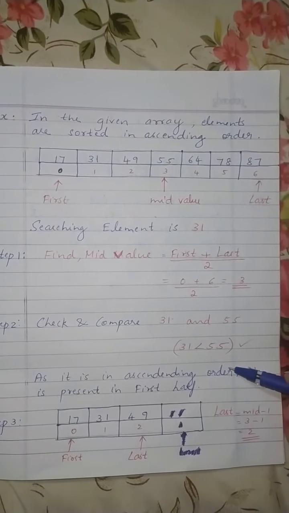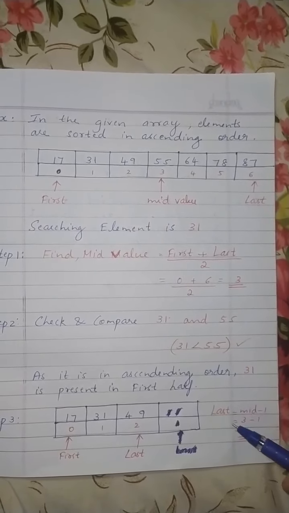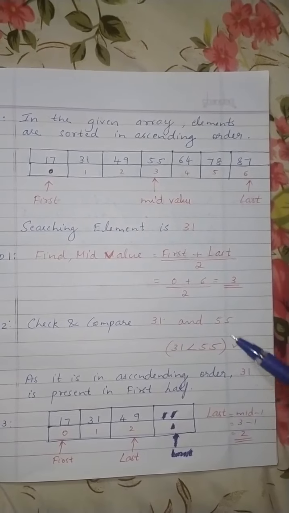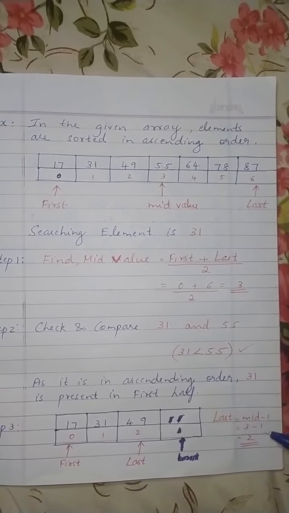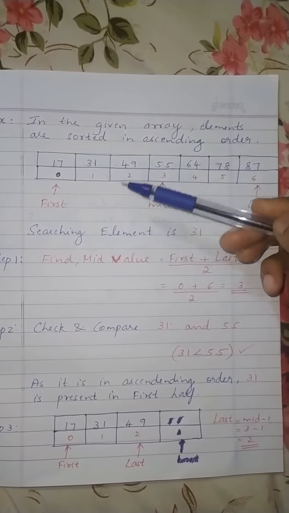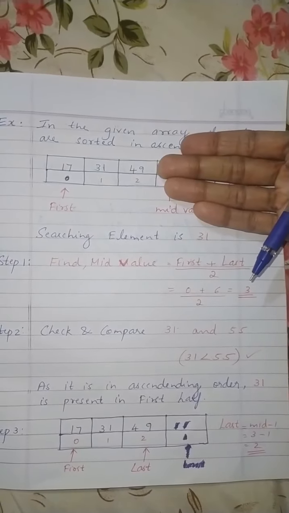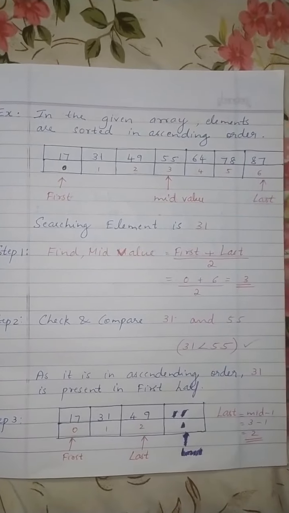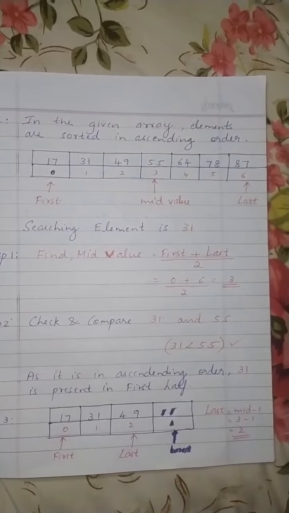But after this, you have to find the last index: last equal to mid minus 1. What is your mid here? 3. 3 minus 1 is 2. So now your last value is 2. So you can remove these elements, and now this is your new array. So this is your first index, this is your last index.